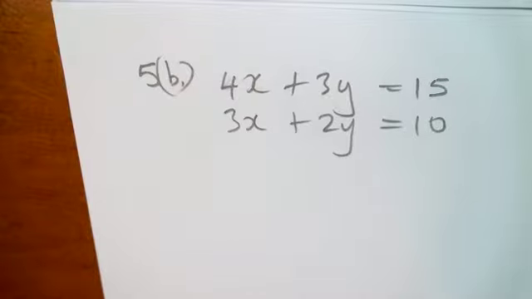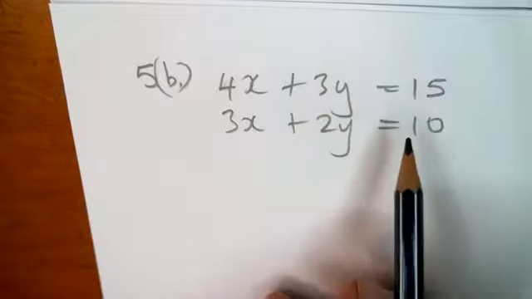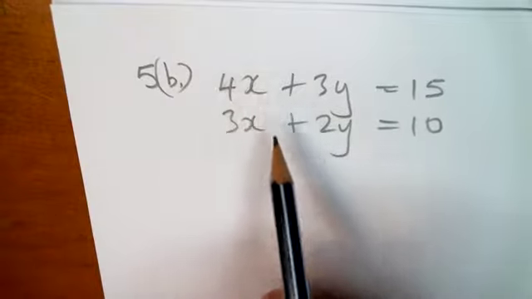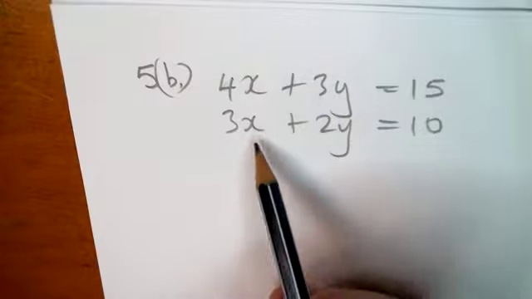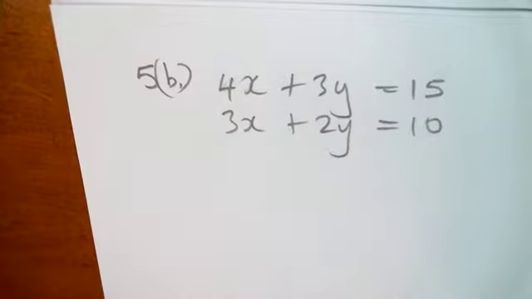All right, let's have a look at 5b. So I'm going to use the elimination method to solve these simultaneous equations, but I'm noticing that if I was to add them together or subtract them from each other, it wouldn't result in either the x nor the y being eliminated, and that is not what we want. One of them must be eliminated when we do this. So we need to make them so that they can be.